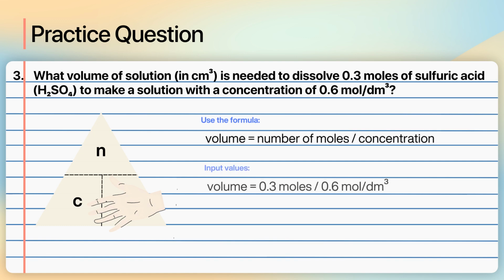Then, with the values, that means the volume is 0.3 moles divided by a concentration of 0.6 moles per decimeter cubed. Therefore, the volume is 0.5 decimeters cubed. The question asks for the volume in centimeters cubed, so remembering that 1 decimeter cubed is 1,000 centimeters cubed, 0.5 decimeters cubed is 500 centimeters cubed, which is our final answer.